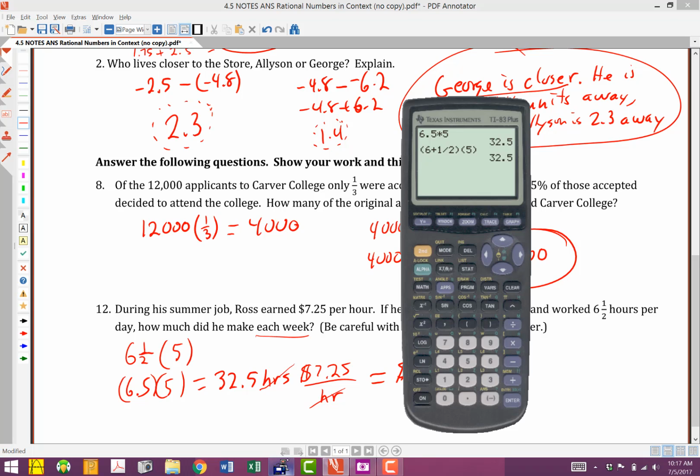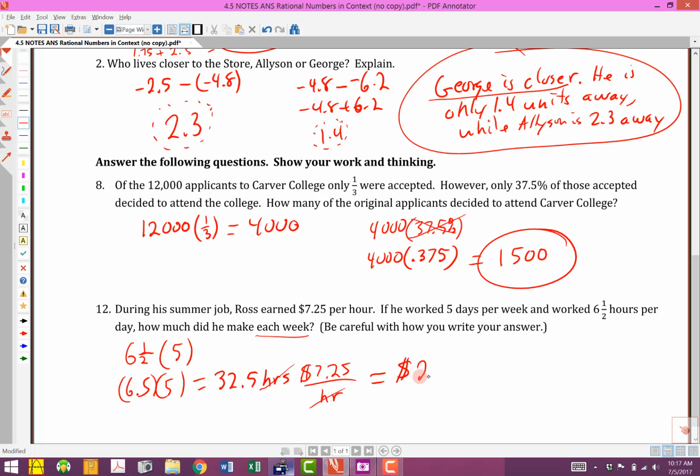So let's check and see, what do we get when we do 7.25 times 32.5? So $7.25 an hour. We're going to times that by 32.5. And he's going to end up making, let's see, that's $235.62 and just a little bit more. So let me write this down. $235.62 and just a little bit more.